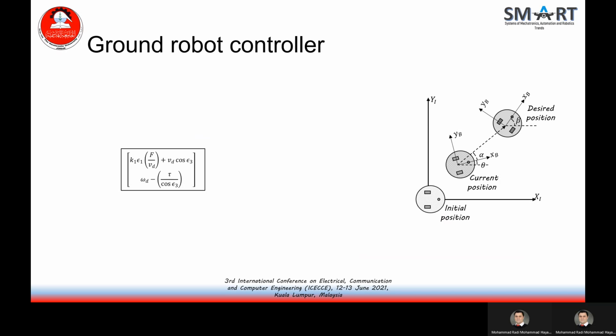On the ground robot side, the aim of the control law is to minimize the tracking error between the reference trajectory and the current position. The control law is established by considering the linear and the angular velocity as control inputs. The proposed control law is given as presented here.